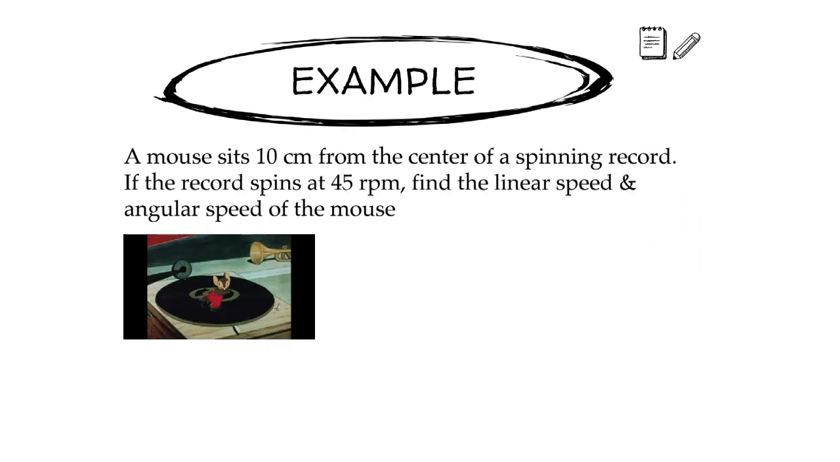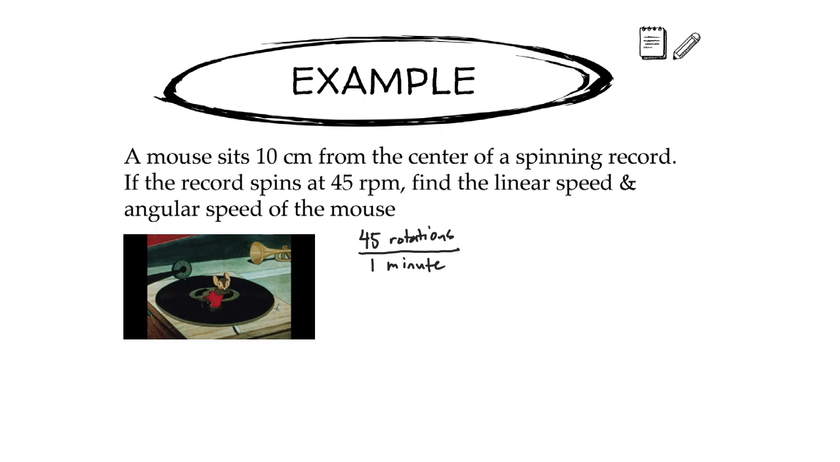In this example, we have a little mouse that's sitting 10 centimeters from the center of a spinning record. The record's going to spin at 45 rotations per minute, and we're asked to find both the linear speed and the angular speed of this little mouse. So to do this problem, let's start by really analyzing what 45 rotations per 1 minute really means. It means every minute the mouse spins around 45 times.